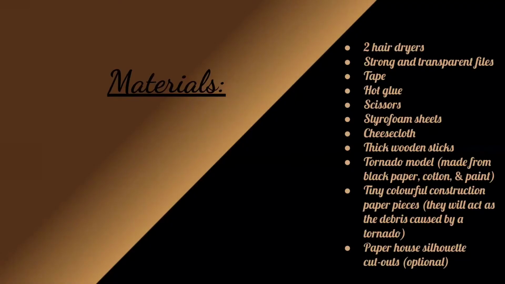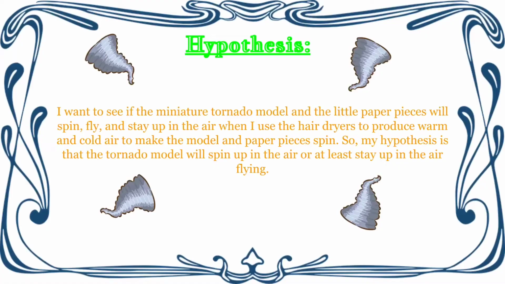Here are the materials for my experiment: 2 hair dryers, strong and transparent files, tape, hot glue, scissors, styrofoam sheets, cheesecloth, thick wooden sticks, tornado model made from black paper, cotton, and paint, tiny colorful construction paper pieces. They will act as the debris caused by a tornado. And finally, paper house silhouette cutouts. They are optional.